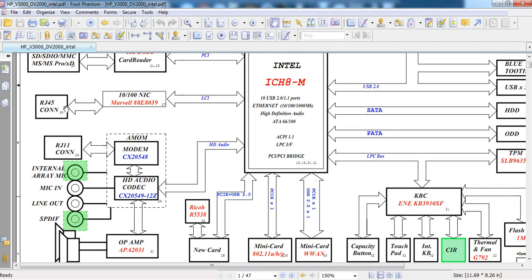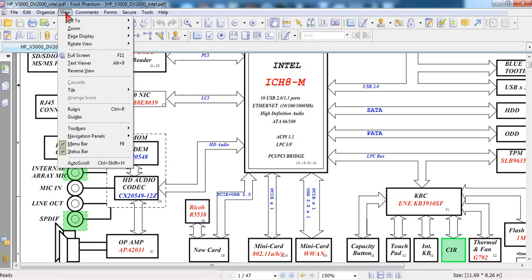And this is your RJ45 connector. This is the RJ45 LAN IC. This is the Ethernet IC. This is your RJ45 connector.